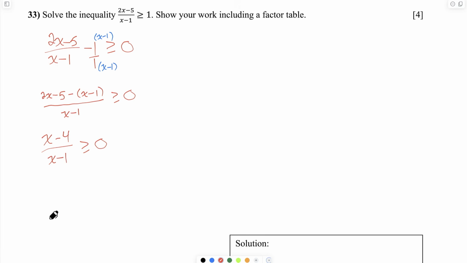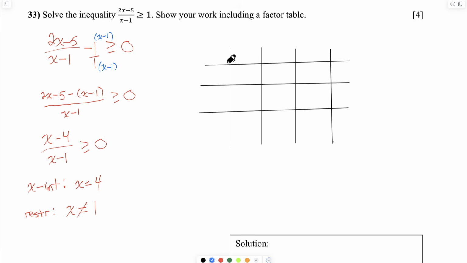And for this function, I could sketch a graph of it, but I think I'll make a factor table for this one. In the factor table, I'm going to need to know what the x-intercepts and the restrictions on this function are. So the x-intercepts are what makes the numerator 0, so x equals 4. The restrictions, what makes the denominator 0, x can't be 1. I'm going to make a factor table now which uses those x values as its dividing points.